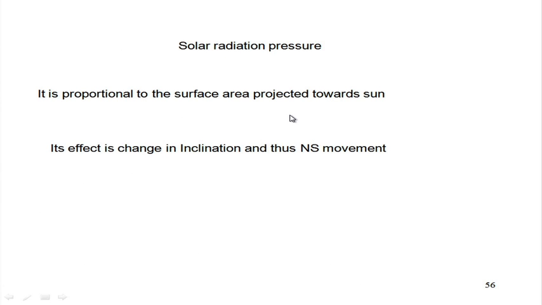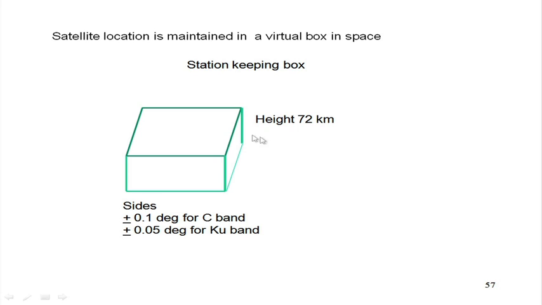There is also solar radiation pressure, which is proportional to the surface area projected towards the Sun. Its effect also will make the north-south movement. So, with all these things, the operators think of a virtual imaginary box which is called the station keeping box, which has a height of 72 kilometers and sides measured from the center of the Earth. It is about plus minus 0.1 degree for C band, plus minus 0.05 degree for Ku band.